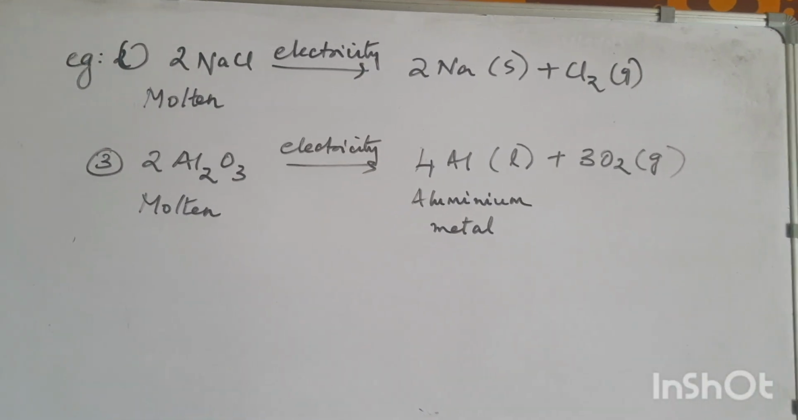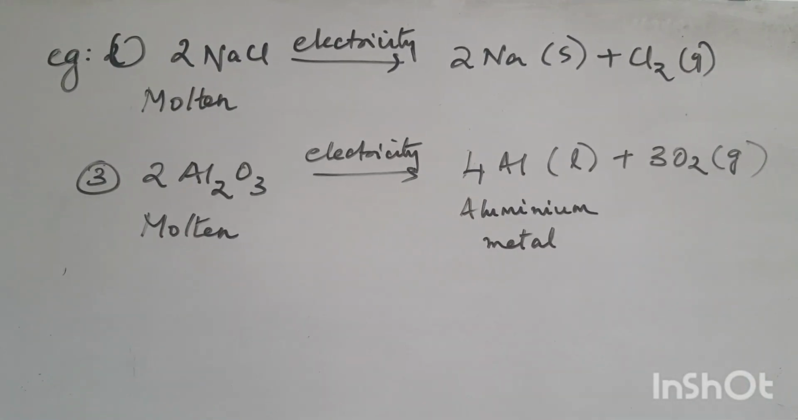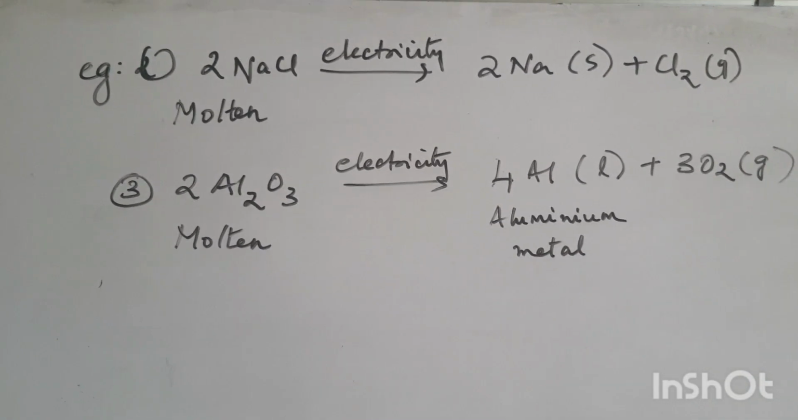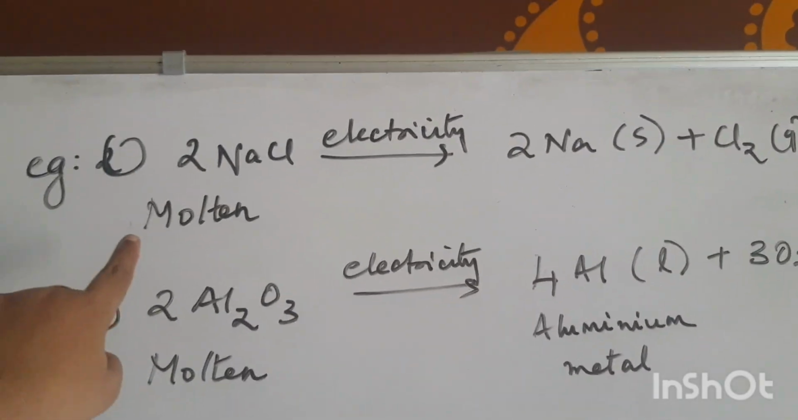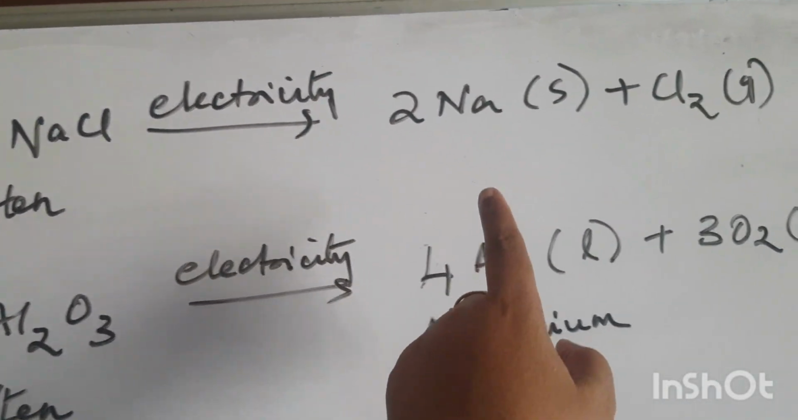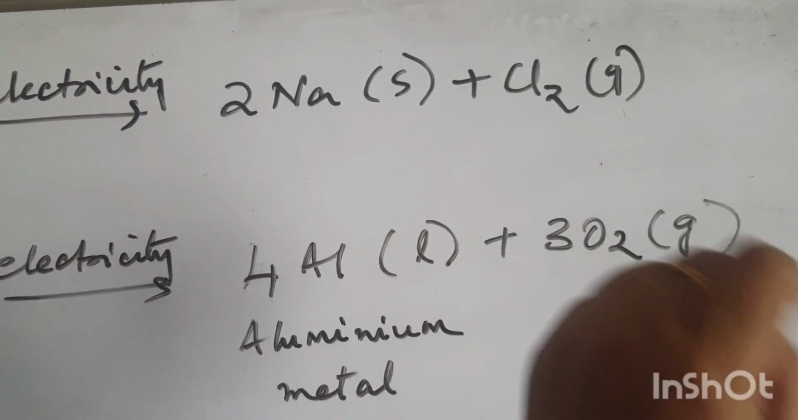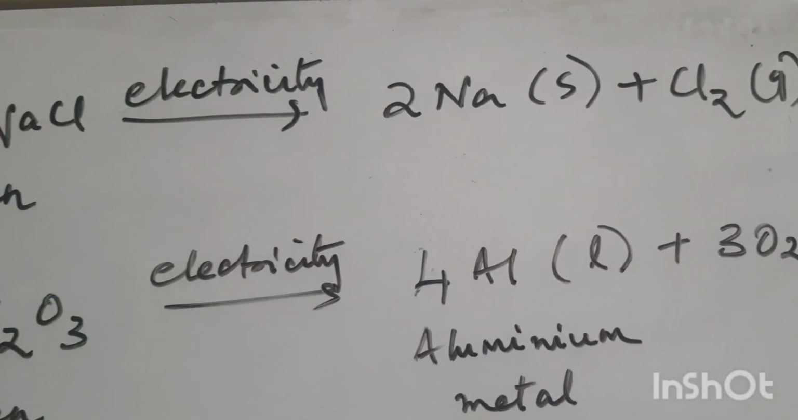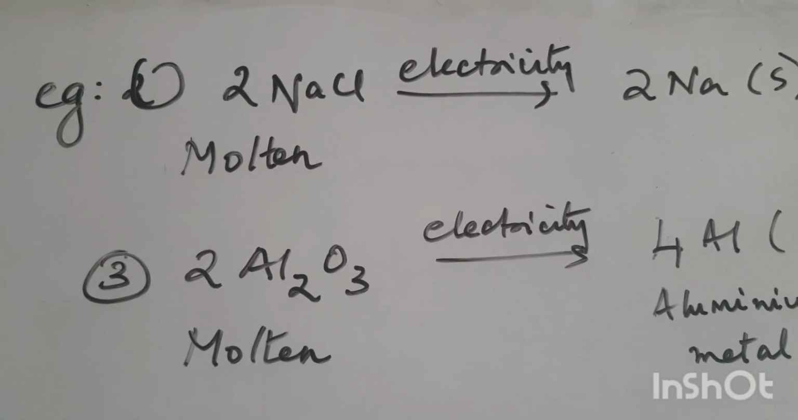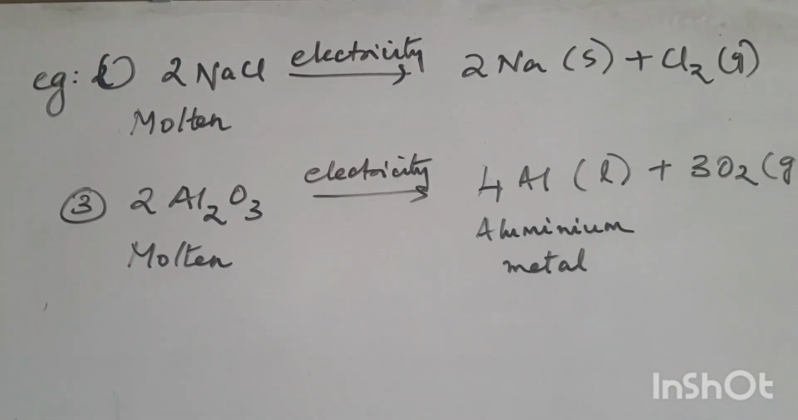Coming to two more examples of decomposition reaction. Here, two molecules of sodium chloride, in the molten state, in the presence of electricity, will split to form two molecules of sodium and chlorine. Sodium is in the solid state and chlorine is in the gaseous state. Molten sodium chloride is taken. That equation is also important.